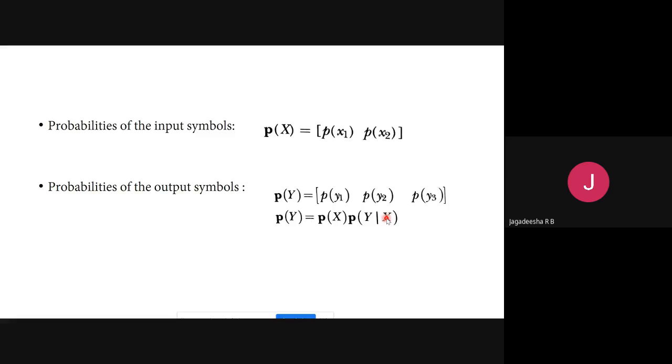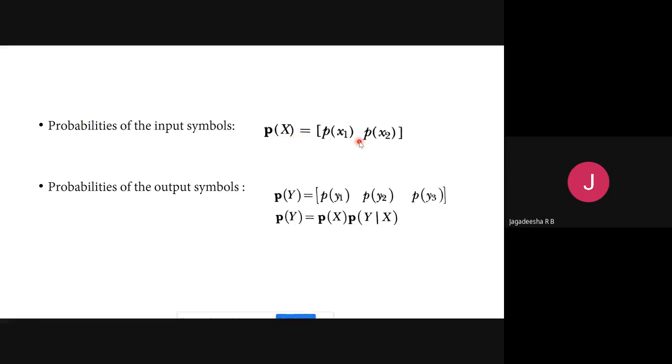Channel will introduce some transition, right? Channel may send it as it is, or channel may send it in a different way. We don't know. That's why we have a conditional probability here. Based on some input, you are uncertain about what's the output. That's why P of y is nothing but the probability of input multiplied by the conditional probability. So that becomes a total output probability.